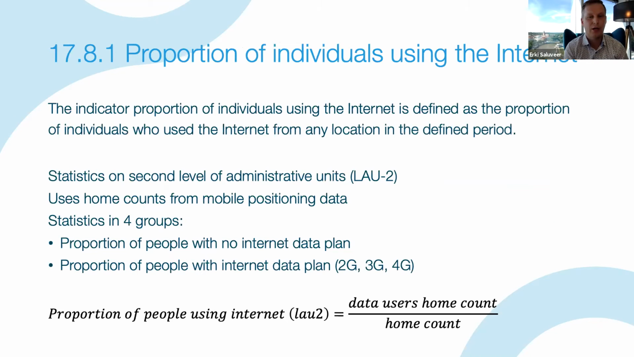The final formula for calculating it is again simple. In a particular local administrative unit, and again we propose using local administrative unit level 2, for example the municipality level, we want to see the users in that administrative unit, the ones who use the internet, divided by those people who have a home anchor calculated into that local administrative unit. So out of all people who have a home count, how many of them use the internet?